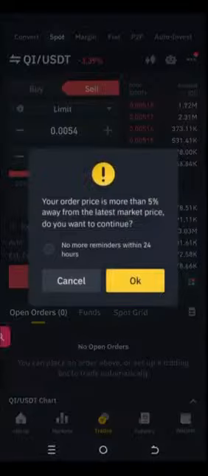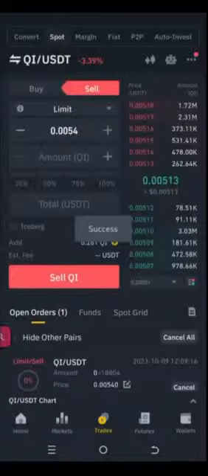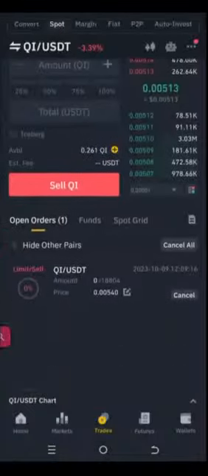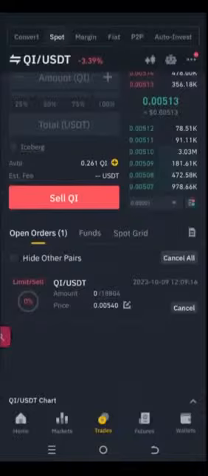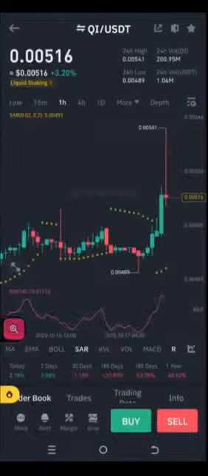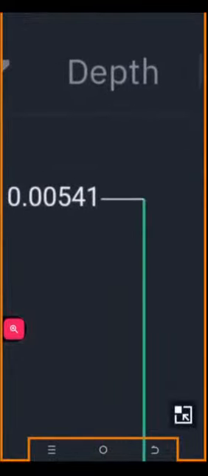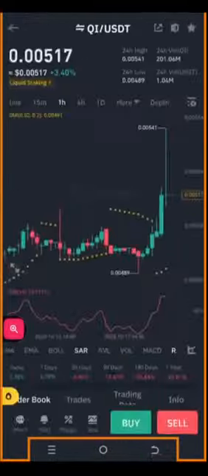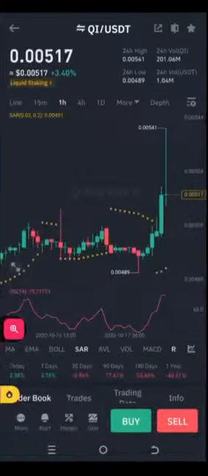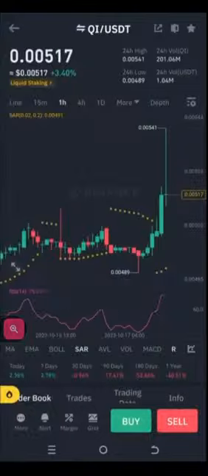Okay, so here it is. We're currently in the queue. Let's wait for it and see how long this is going to take. And I'll be back to give you the results. Take care. Wow, woo! Can you see how QIUSDT ran all the way to 0.0541? This trade, wow, I've been in it for 8 days. Eight days. Oh my God.